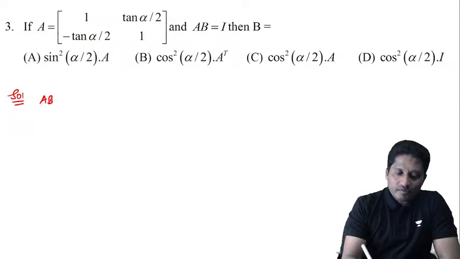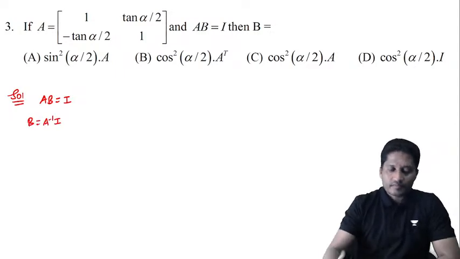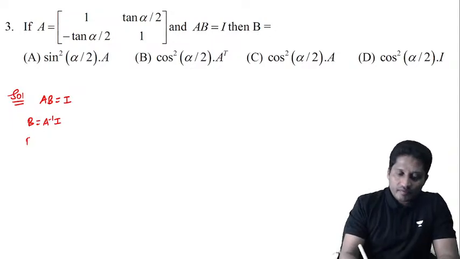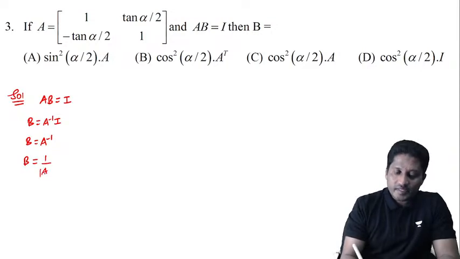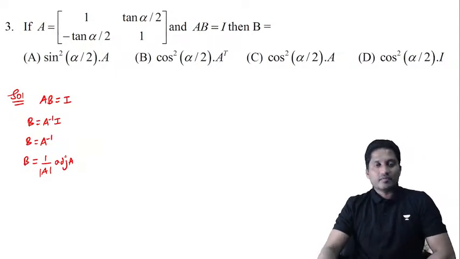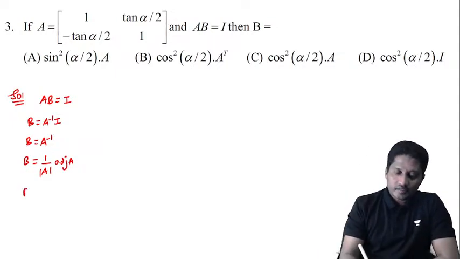See, A into B is equal to I, right? This A you shift on the right side. You will get B is equal to A inverse into I. So B is equal to A inverse. What is A inverse now? 1 by determinant A into adjoint of A. Am I right, guys? A inverse is 1 by determinant into adjoint.